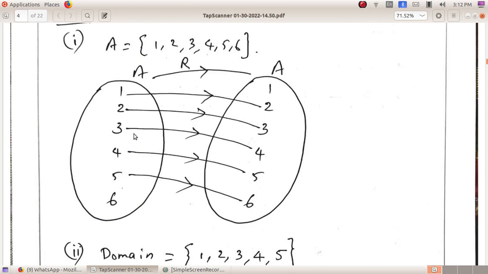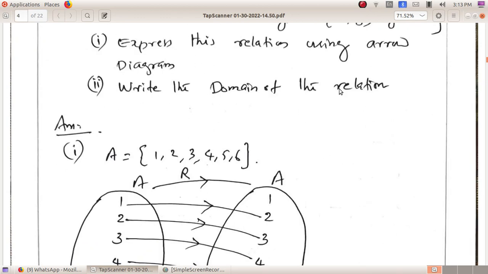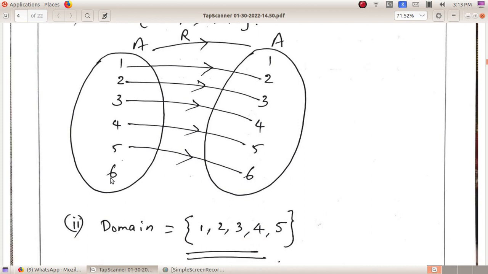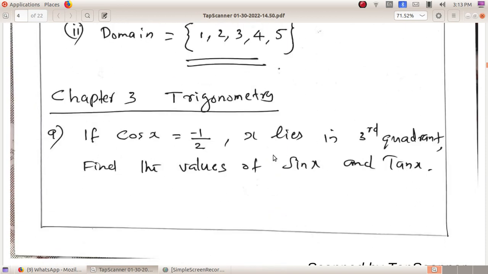Anyway, this is the arrow diagram. The next question: write the domain of the relation. Domain means the set of all possible values of x. Which are the possible values of x? 1, 2, 3, 4, 5. 6 cannot be taken because this 6 has no arrow. So 1, 2, 3, 4, 5, up to 5. This is the domain. Then we can take chapter 3, trigonometry.